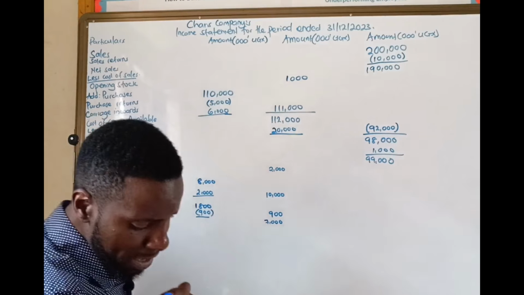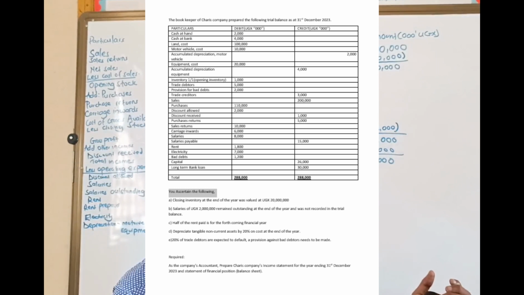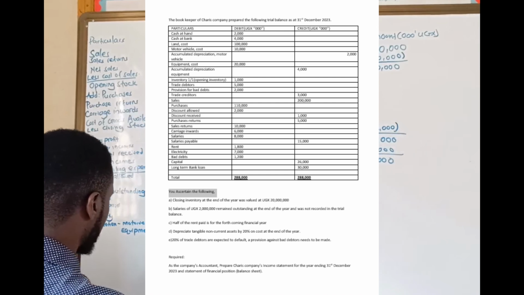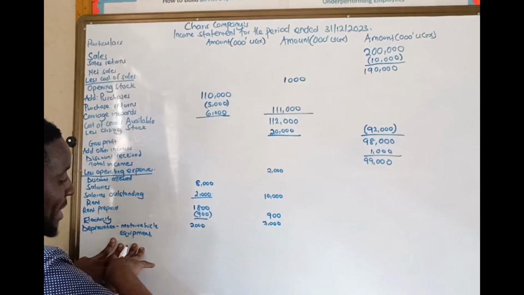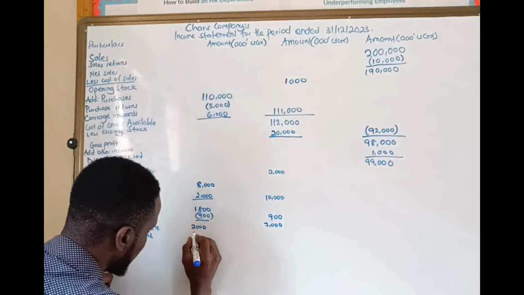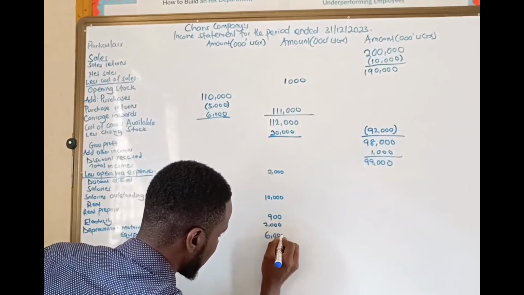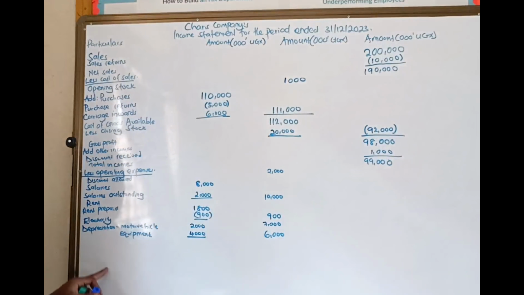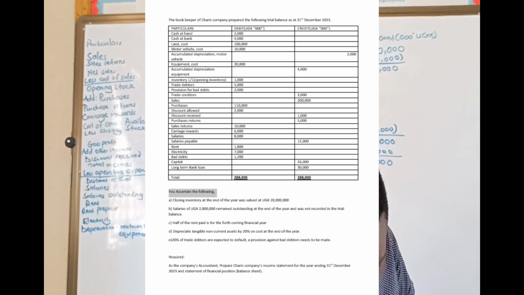So remember, the cost of the motor vehicle was 10,000. So when you get 20% of the 10,000, you have 2,000. So we have 2,000 here. Then for the equipment, it was 20,000. So when you get 20,000 times the 20%, you have 4,000, giving us a total of 6,000 because I've combined the depreciation all together. So our next is bad debts.